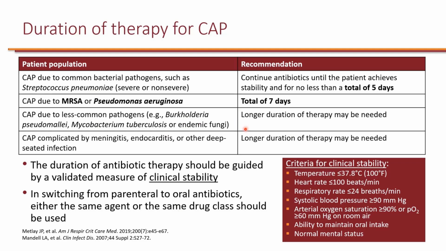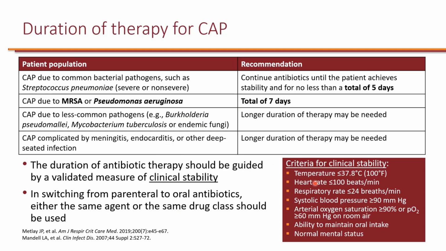And then, if the community-acquired pneumonia is complicated by other infections, then you may need longer duration depending on what the infection is. So for example, if someone has meningitis, it may require longer duration of therapy. So even if you're done with the treatment for community-acquired pneumonia, you need to treat longer in order to finish treating meningitis. The same is true with endocarditis and deep-seated infections. In general, deep-seated infections require longer duration of therapy in order to eradicate those organisms.